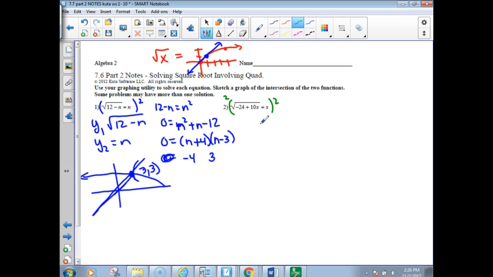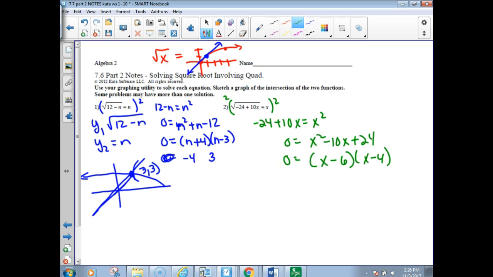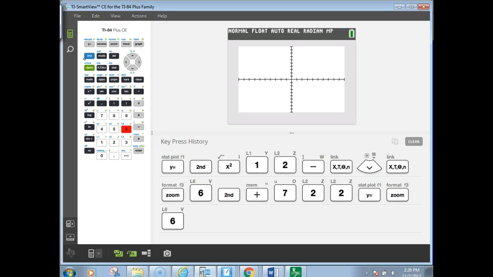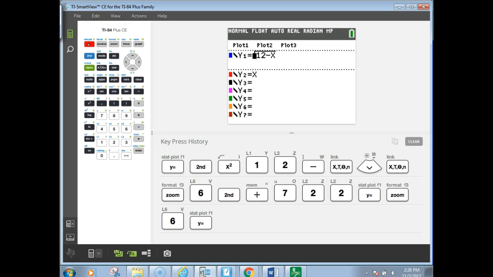On number 2, let's see what we expect the solution to be. -24 plus 10x equals x squared. Set to 0: x squared minus 10x plus 24. x minus 6, x minus 4. You get x is 6 and x is 4. So it looks like that one might cross in 2 places because those 2 solutions work in my equation here. This one has 2 solutions. So let's see if we can try looking at it on the grapher. Okay, clear.